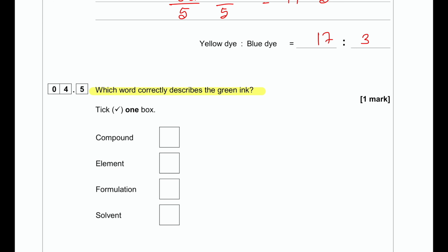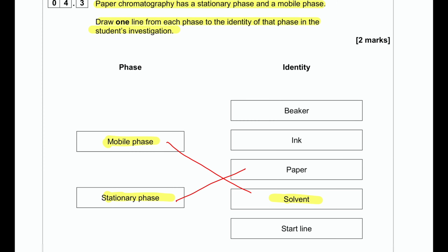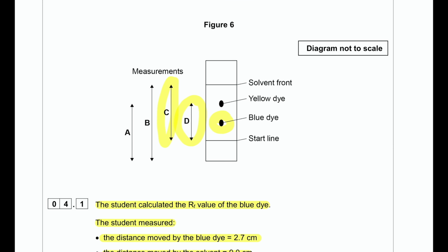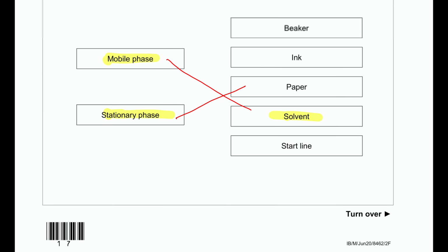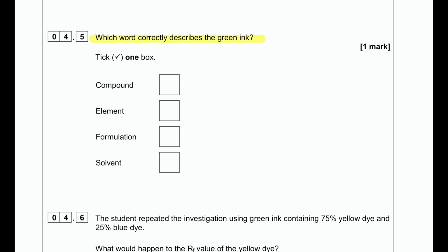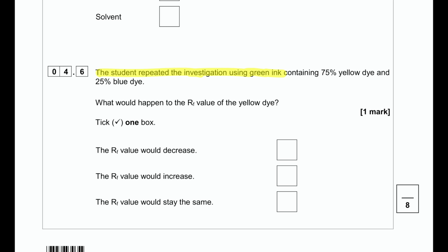Which word correctly describes the green ink? So let's see the green ink. The green ink is a mixture of blue and yellow. So thereby it's a mixture. So we can call it a formulation. The student repeated the investigation using green ink 75% and yellow dye 25%. What would happen to the RF value of the yellow dye? It will still remain the same because it's a pure substance.